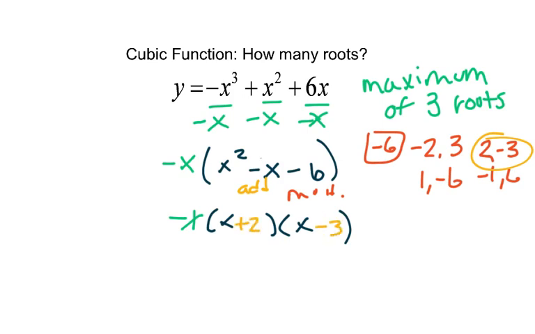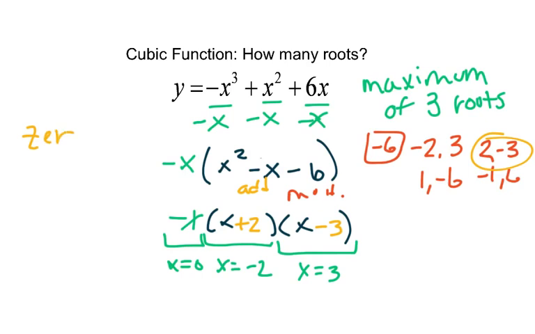Which means that all of the zeros that come from it is, when is this equal to 0? That's at an x of 3. This is at 0 at an x of negative 2. And this is at 0, weirdly enough, at an x of 0. So that means that all of our zeros are going to be (0, 0), (-2, 0), and (3, 0).